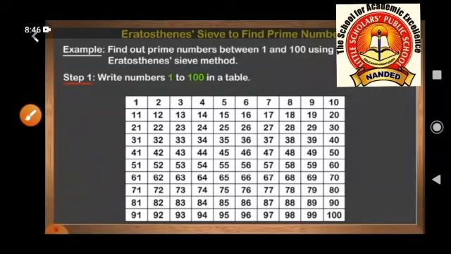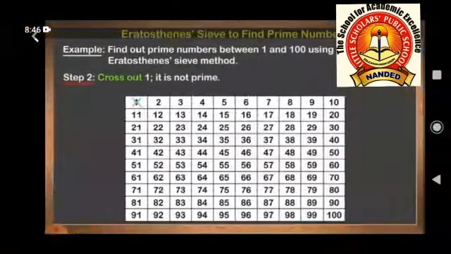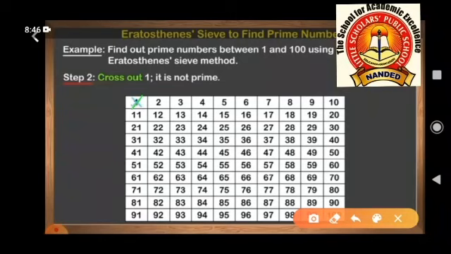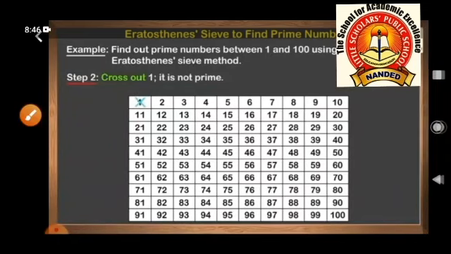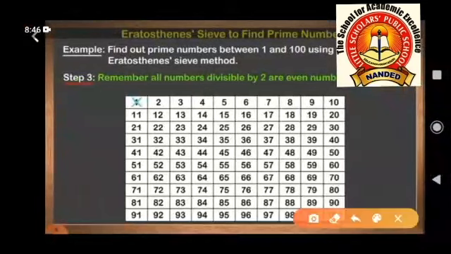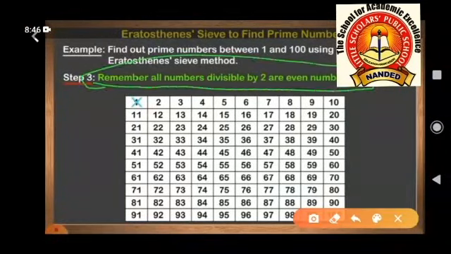Next, we all know that 1 is neither prime nor composite. It means 1 is not a prime number, so he crossed out the number 1. That is the second step. What happened in the third step? Remember, I told you that 2 is the only even prime number. Does it mean other even numbers are prime numbers? No.